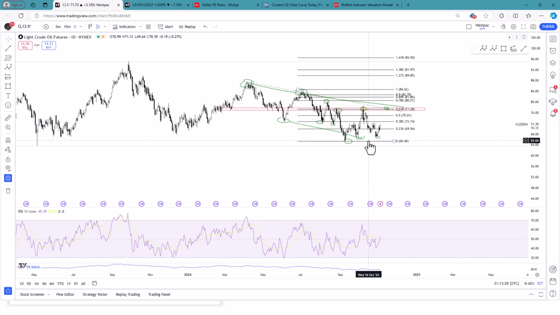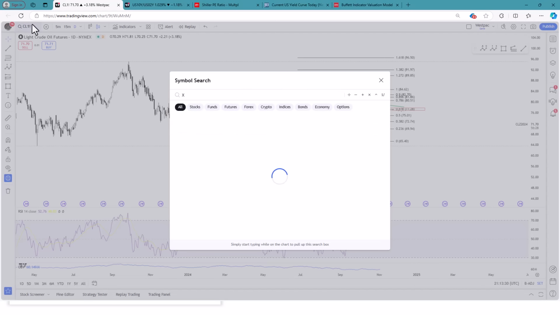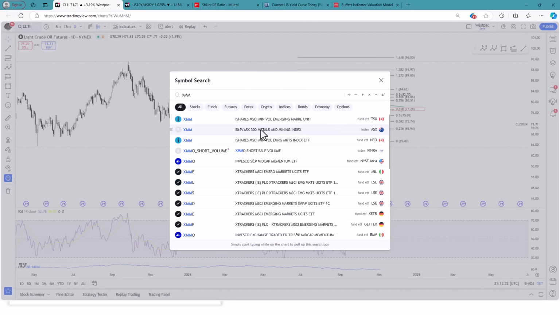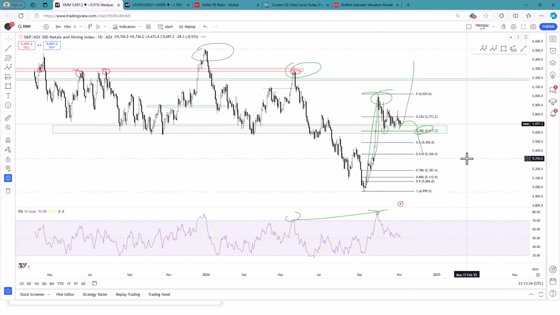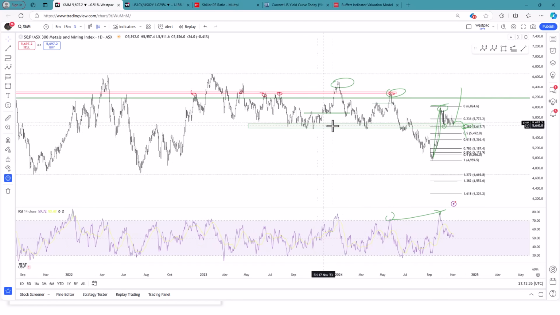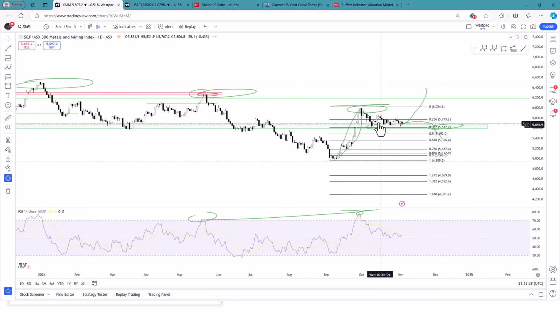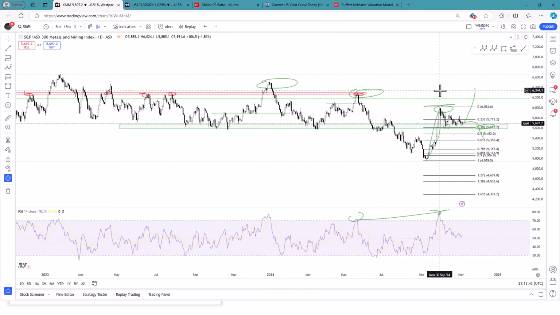So keep an eye on your energy, and materials is the other one. So XLB. We've had our move up, all these buys here. We want to see the buyers step in here and get up here. Once it does that, you've got a change of market structure, and that'll be where your metals and mining start to really perform as well.